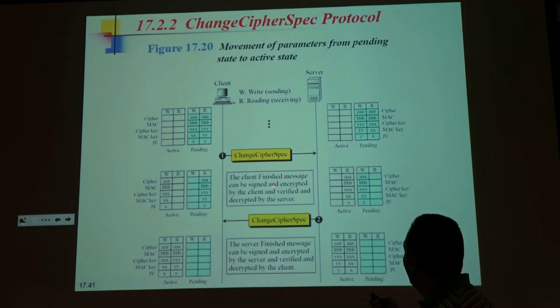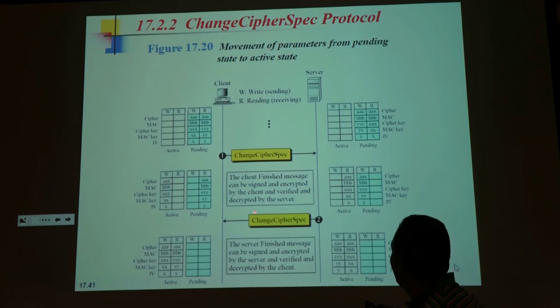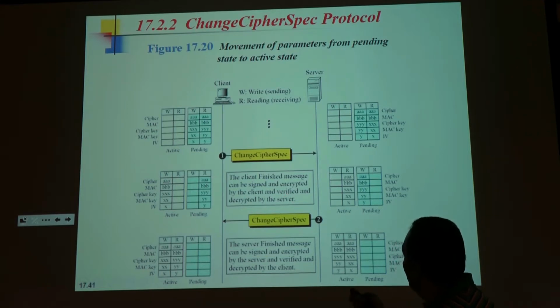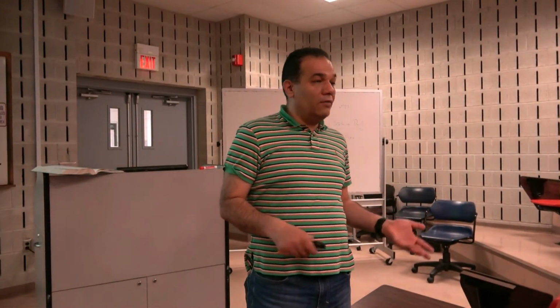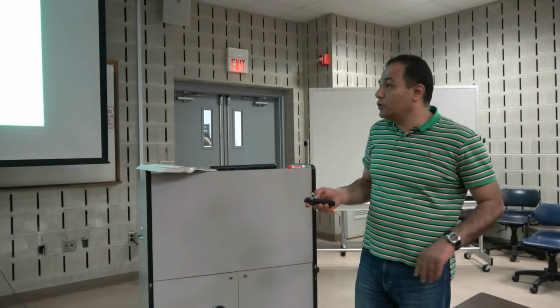Then after that, the client's finished message can be signed and encrypted by the client and verified and decrypted by the server. So this is for writing, and this is for reading. Then after you finish the whole process, everything will be active. The state, or the values, keep changing. Before we start using them, we have to move them from pending to active, and for that we have to send this message. That's how it's designed.